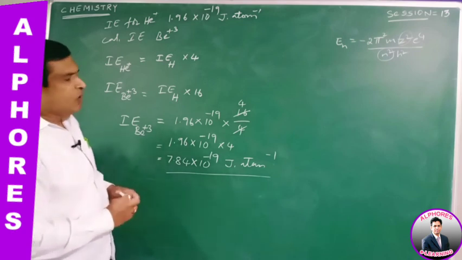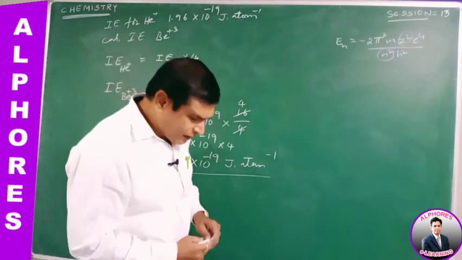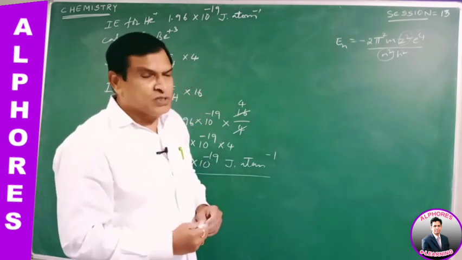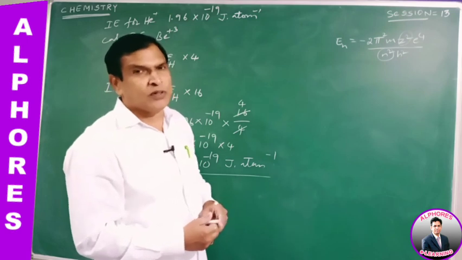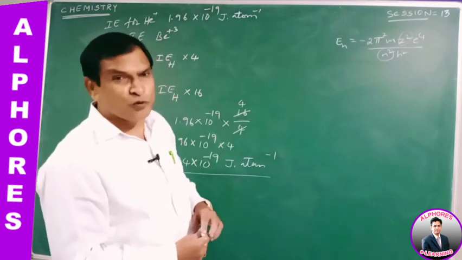So now we have completed some examples of ionization energy, and still more numericals are to be done on the number of revolutions and number of waves made by the electron in the given orbit. That we will take up in the next session, the 14th.